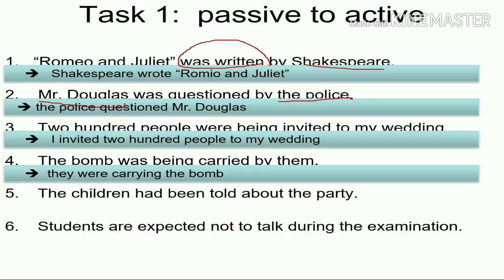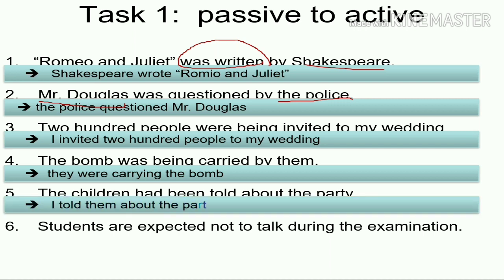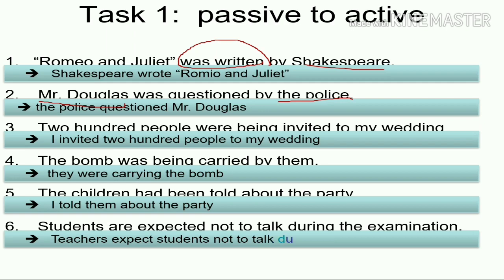The children had been told about the party. Who told them? Maybe I told them about the party. Students are expected not to talk during the examination. Teachers expect students not to talk during the examination.